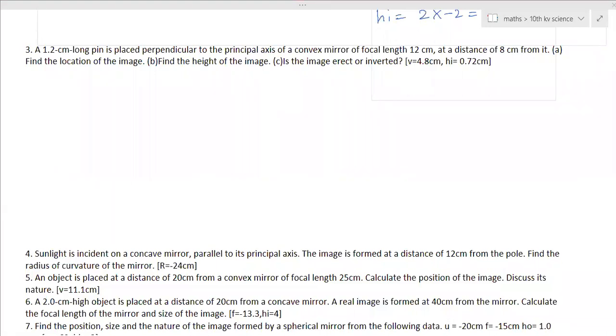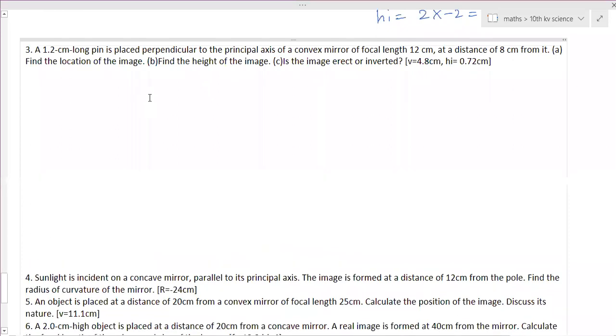Kritika, can you tell me the mirror formula? What is the mirror formula? Ma'am, the mirror formula is 1 by F equals 1 by V plus 1 by U. That's right. And then magnification. Magnification is equal to height of image by height of object, HI by HO. And that is also equal to minus V by U. Very good.